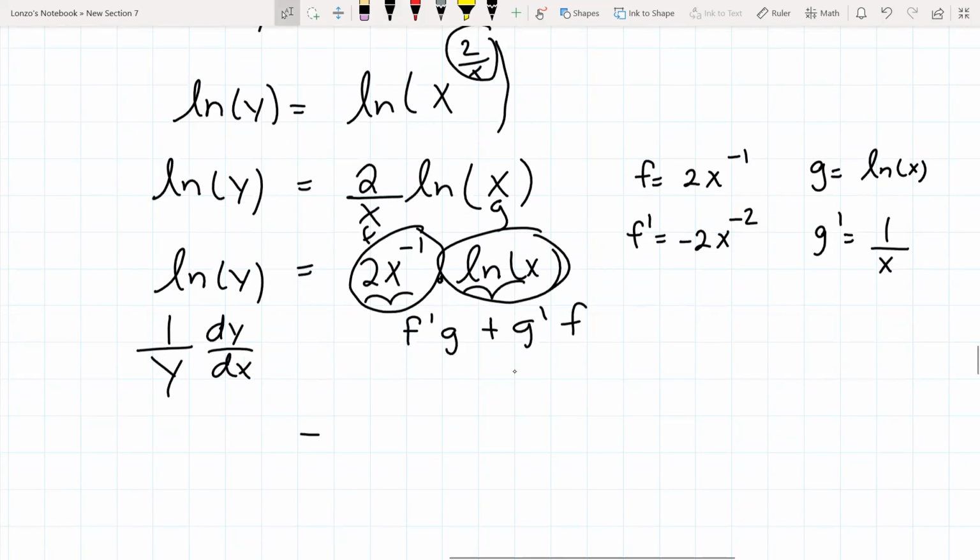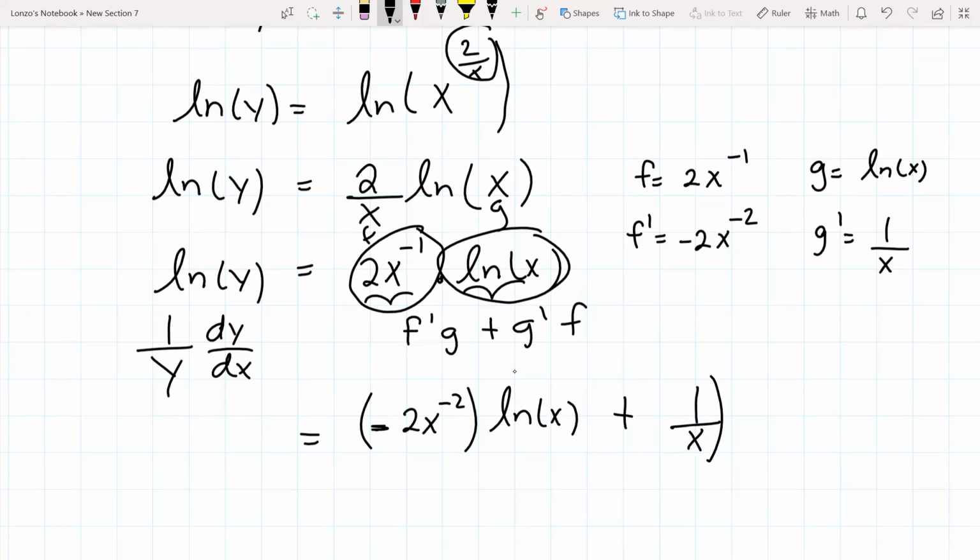Okay, so just apply the product rule. So f prime is negative 2x to the negative 2 times g, which is ln of x, plus g prime, which is 1 over x, times 2x to the negative 1.